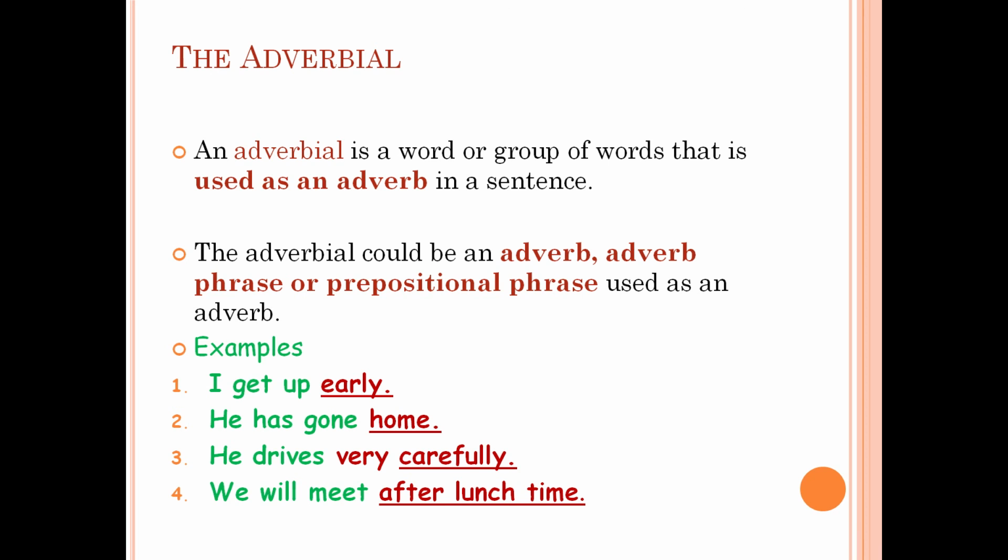In the second sentence, he has gone home. The word home denotes the place. So this is an adverb of place. Many of the students get confused between object and adverbial. Just check what function the word plays here. He has gone home. It denotes the place. So it's an adverb of place.